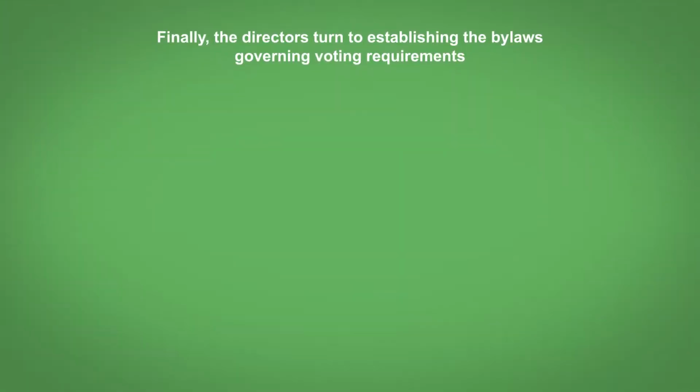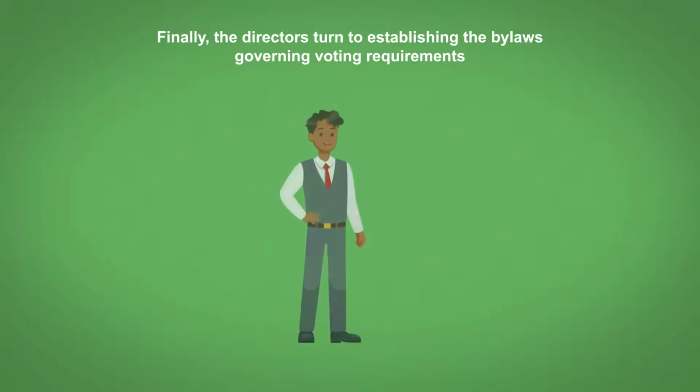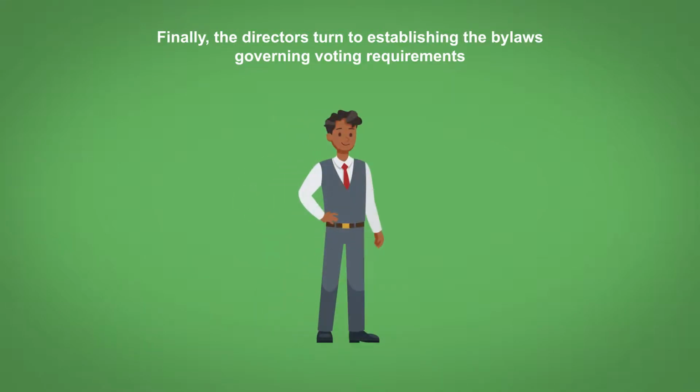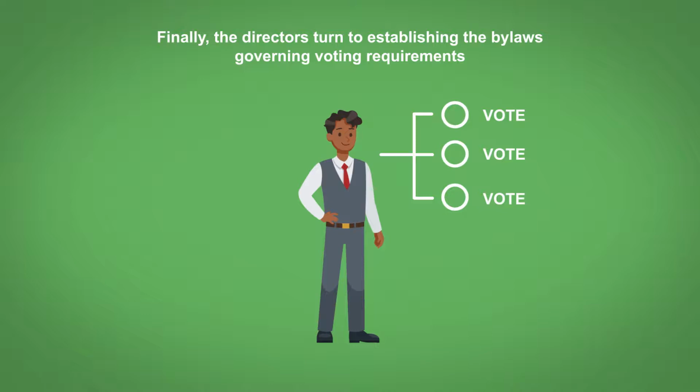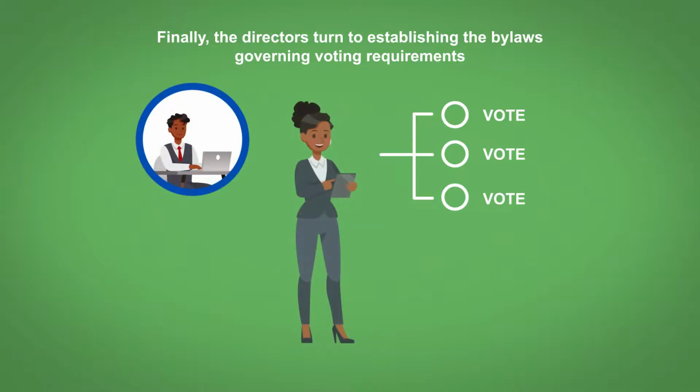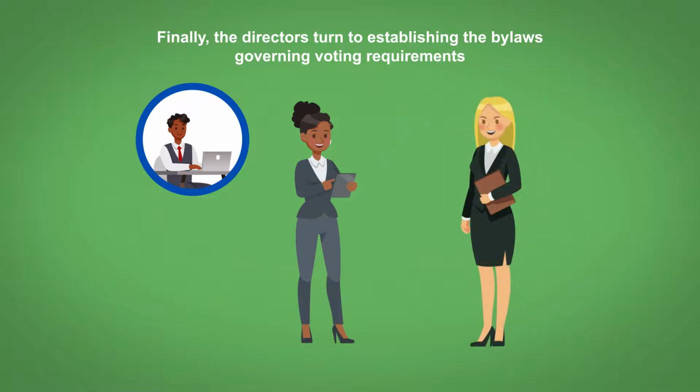Finally, the directors turn to establishing the bylaws governing voting requirements. First, they enact a basic rule that each stockholder holding common stock is entitled to one vote for each share of stock that he owns. ABC's bylaws also provide for voting by proxy. Any proxy must be presented to the secretary of the shareholder meeting before the meeting starts.